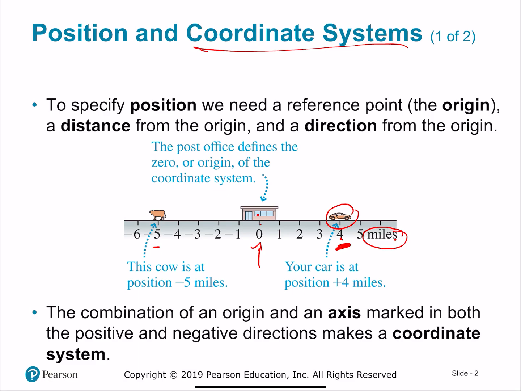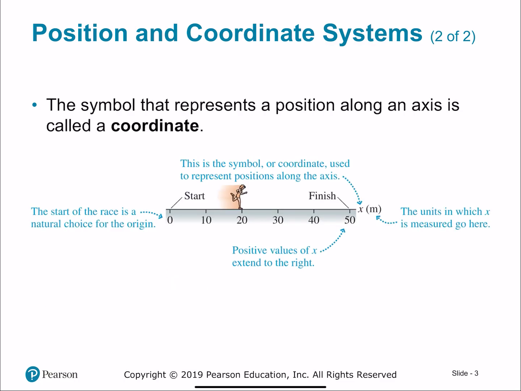A position is basically a point in a coordinate system. So a coordinate system is an axis with an origin, in this case 0. We name the axis. In this case, the axis is named x. This means it has units of, in this case, meters. It could have other types of units. So this is your coordinate. In this case, this lady is at the position 20 meters in this coordinate system.